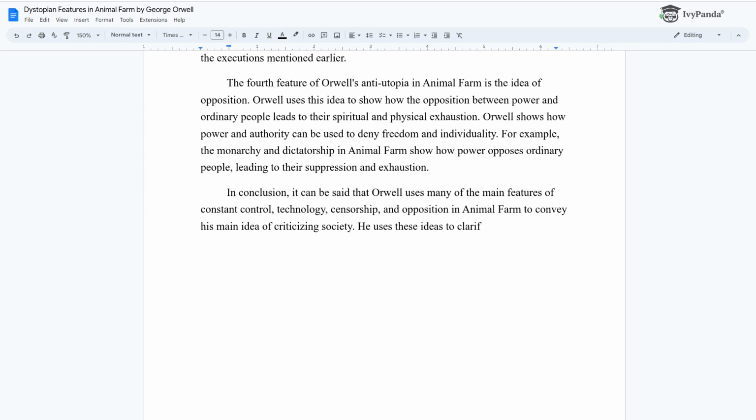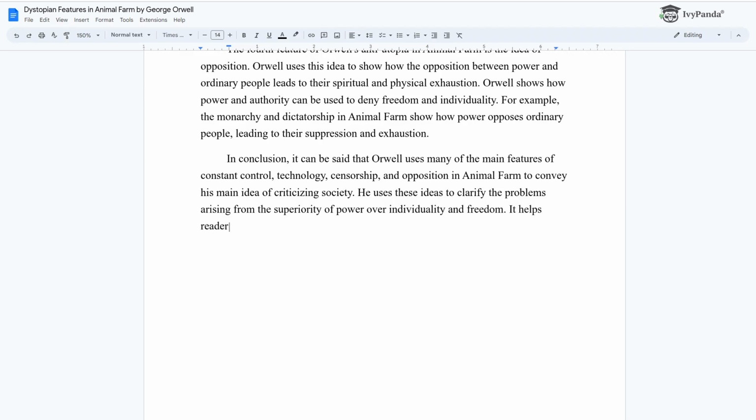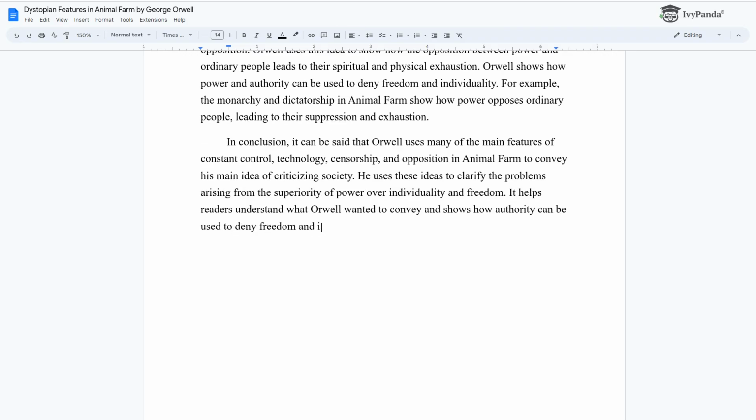He uses these ideas to clarify the problems arising from the superiority of power over individuality and freedom. It helps readers understand what Orwell wanted to convey and shows how authority can be used to deny freedom and individuality.